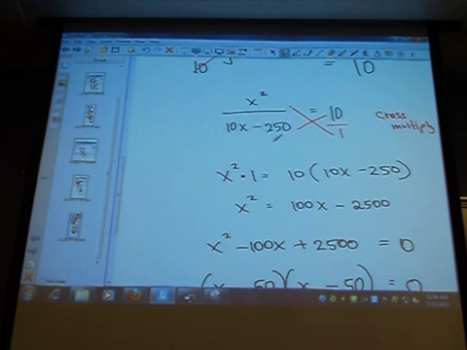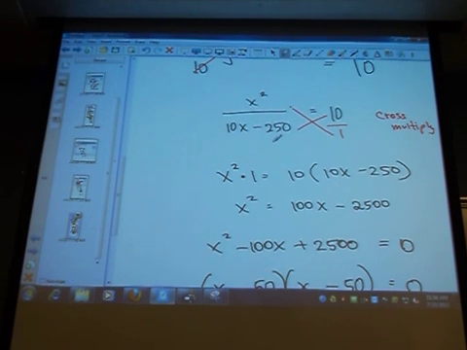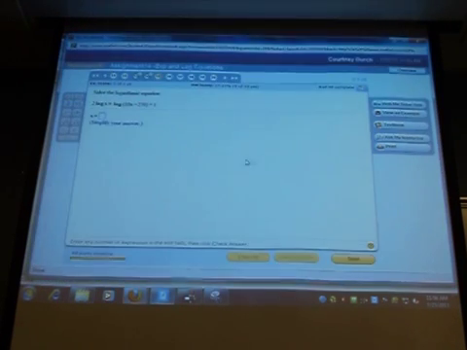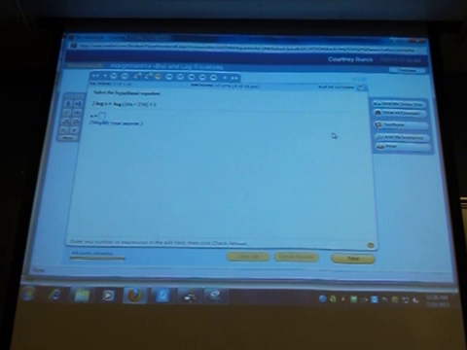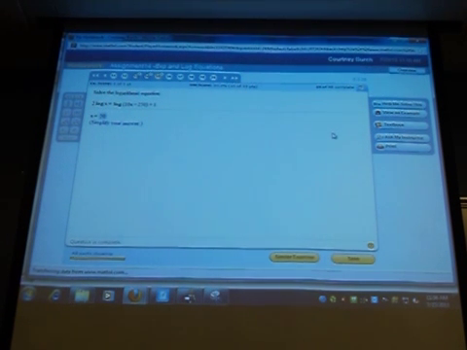Okay. I've never heard of that before. It's a good way to get rid of a fraction, especially if you've got variables in it. But you can only do it if you've got a fraction equal to a fraction. If you've got other stuff going on, you can't do it. Never heard of it.